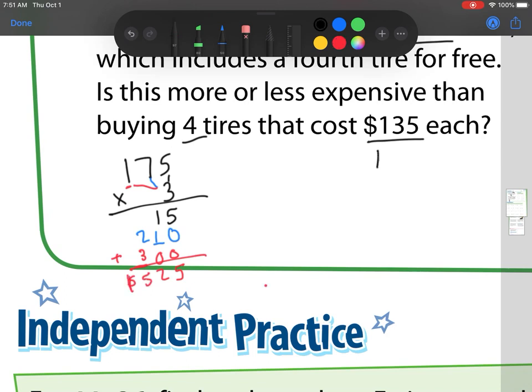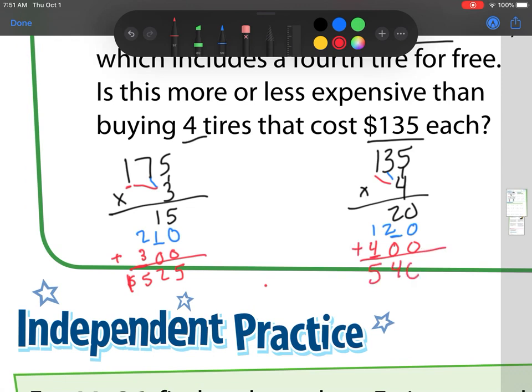So let's see how much it is for 4 tires at 135. So again, I'm going to use partial products for this. So 4 times 5 is 20. Start in my tens place value, so I add that 0 to start in the tens place value. 4 times 3 is 12. And then lastly, we start in the hundreds place value, so I start in my hundreds, which means I put 2 zeros. 4 times 1 is 4. So adding them up, I get 540.